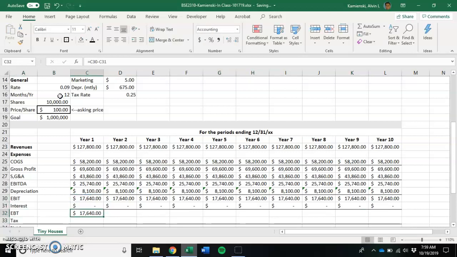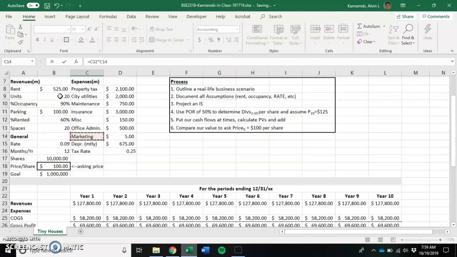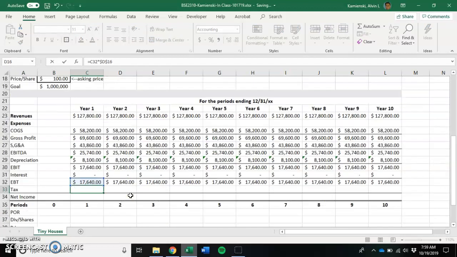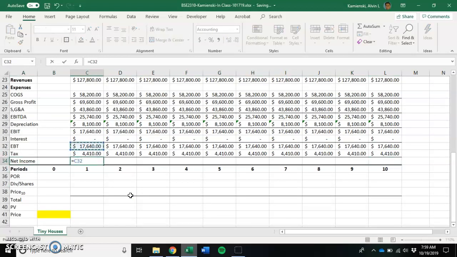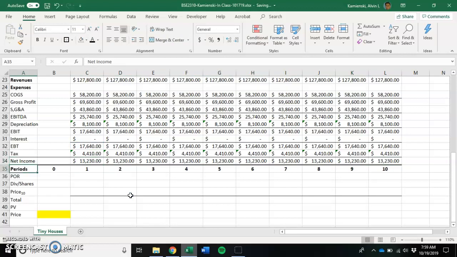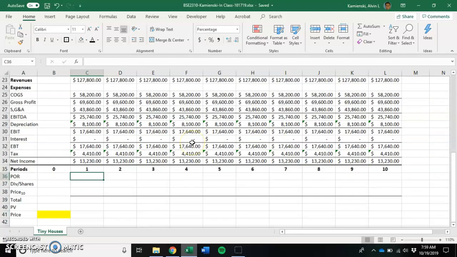EBT, EBIT minus interest. And then tax is going to be equal to EBT times this tax rate, which never changes. So we hit F4. Telling us then, are we profitable in any given year? We would have $13,230 worth of profit. In the problem, it was indicated that the payout rate is 50%.